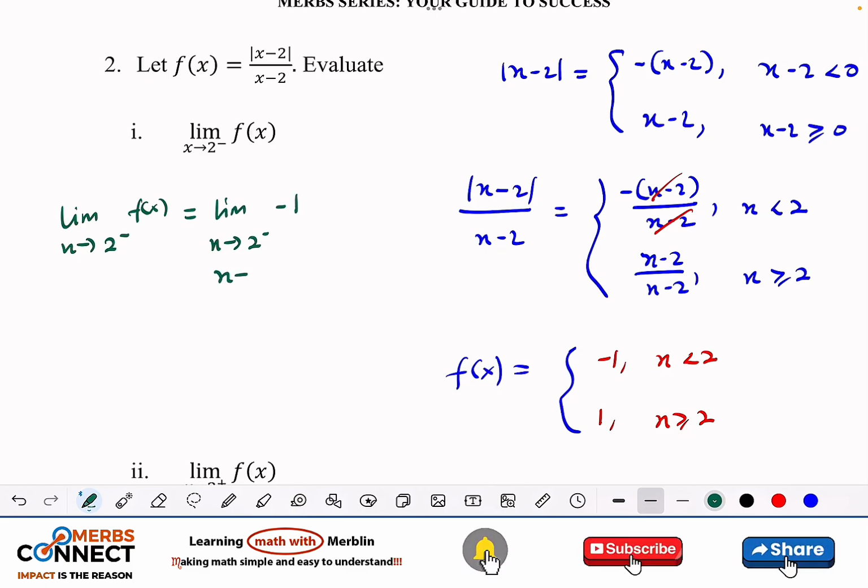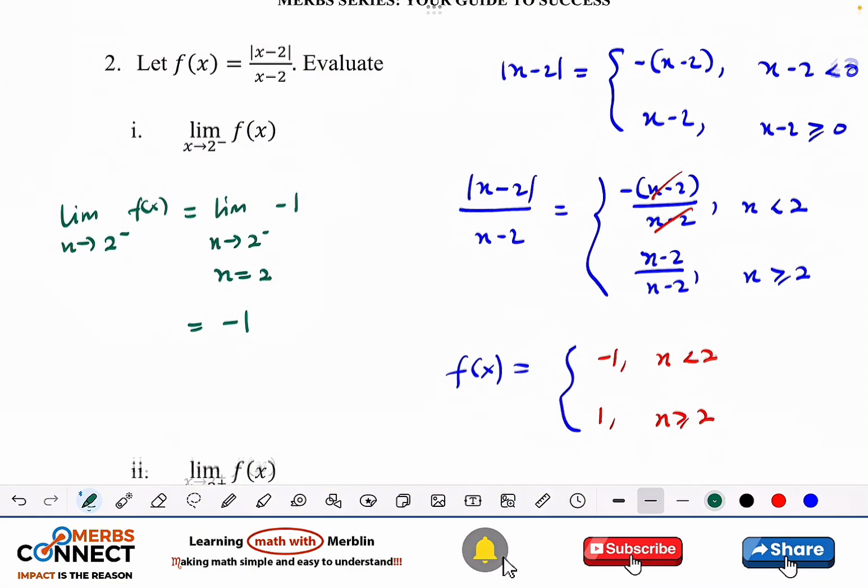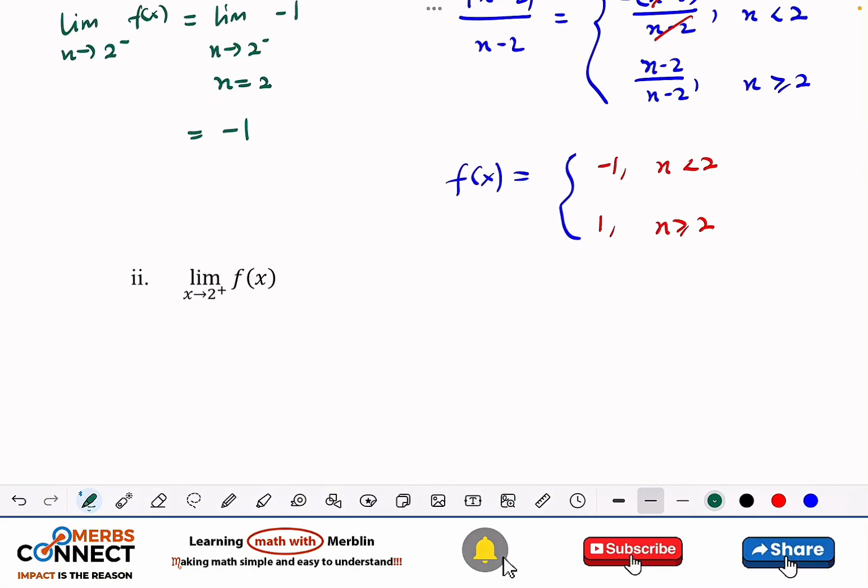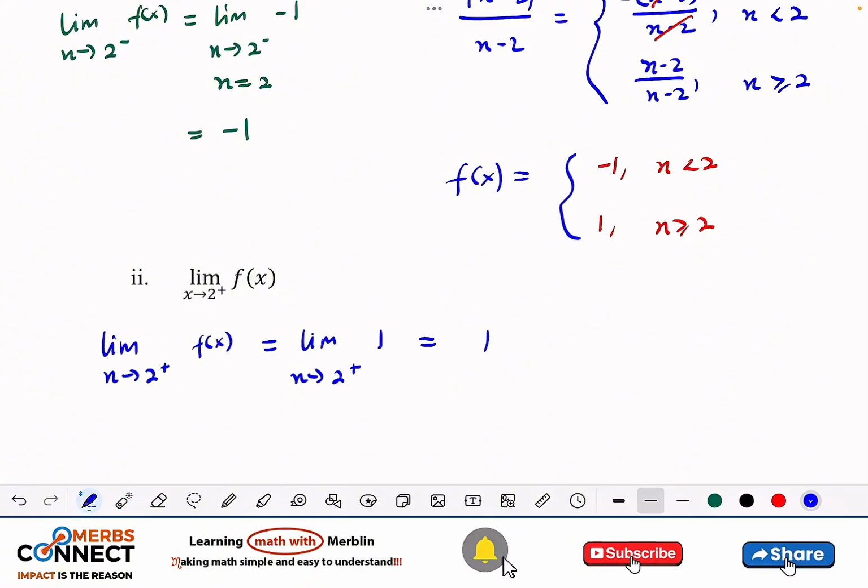Here I'm setting x to be equal to 2. And the limit of minus 1 is still minus 1 because the limit of a constant is the constant. Then I do the same for the right-hand side, the limit of f of x as x is approaching 2 from the positive. Since it's approaching from the positive, the x value should be greater than 2, and I pick this one, and this is 1, and indeed this is also going to be 1 because the limit of a constant is the constant.